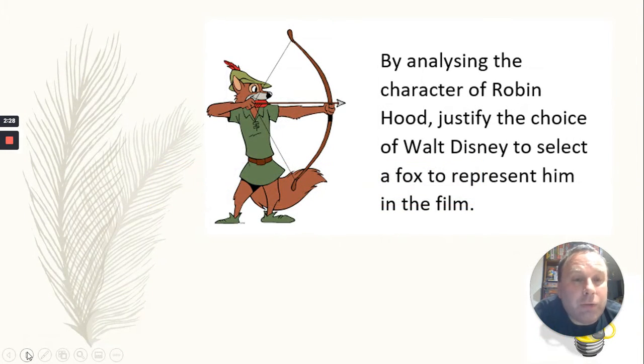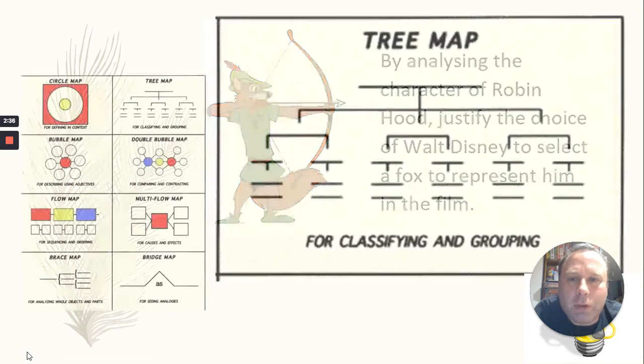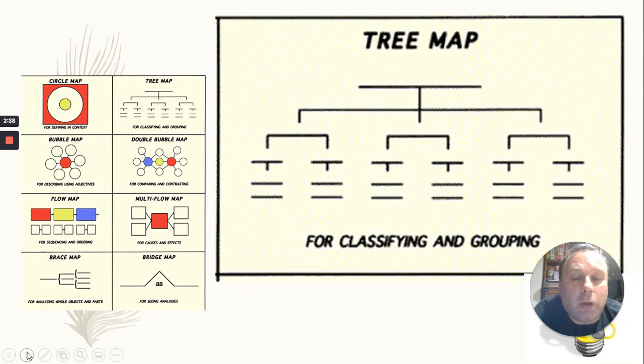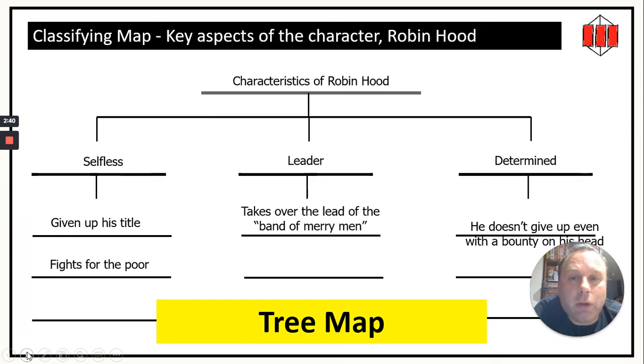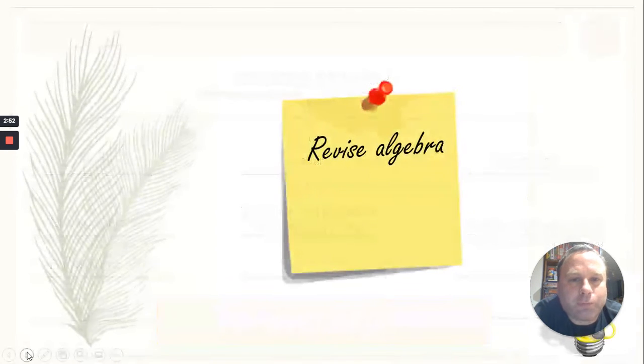We're going to look at an English type question by analysing the character of Robin Hood, just to find a choice of Walt Disney to select a fox to represent it in the film. So maybe media studies rather than English, but we could use a tree map. So here it's used for classifying and grouping. So we've got the characteristics of Robin Hood, and then underneath each one we've got to give evidence and reasons why we think he meets these different characteristics.